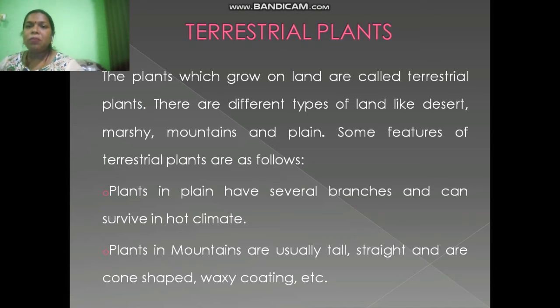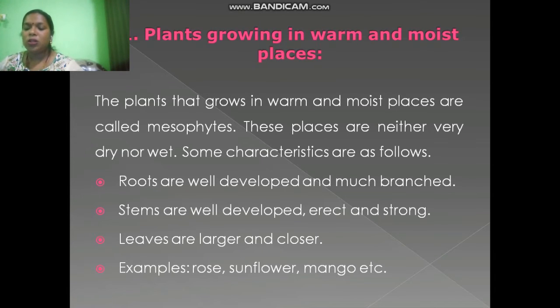Now the terrestrial plants have been classified into different types because we have different types of land or structure on the earth. First, the plants growing in warm and moist places. The plants that grow in warm and moist places are called mesophytes. These places are neither very dry nor wet. Some characteristics are as follows.